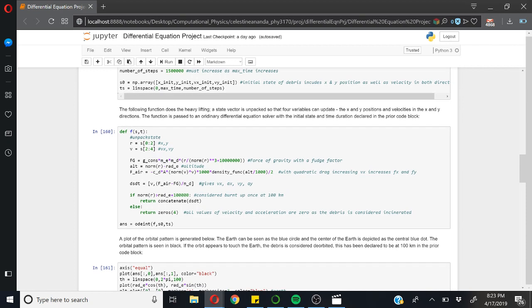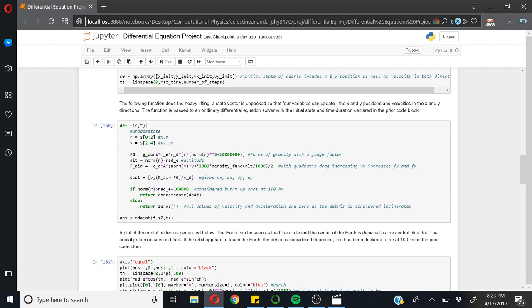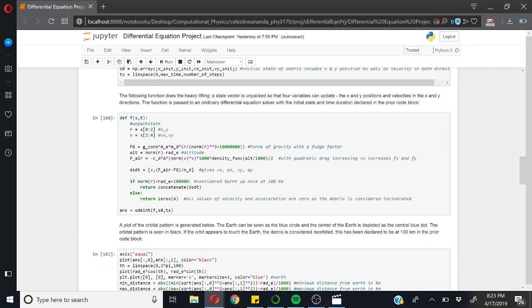And then we calculate the force of air with quadratic drag, using our density function that is imported using the interp1d command as well. We divide the altitude by 1,000 and multiply by 1,000 because this data was given in grams per cubic centimeter, and we are using kilograms per cubic meter. All right, so this is our change in state per change in time, and this gives the velocity in the x direction, the acceleration in the x direction, velocity in the y direction, and the acceleration in the y direction.